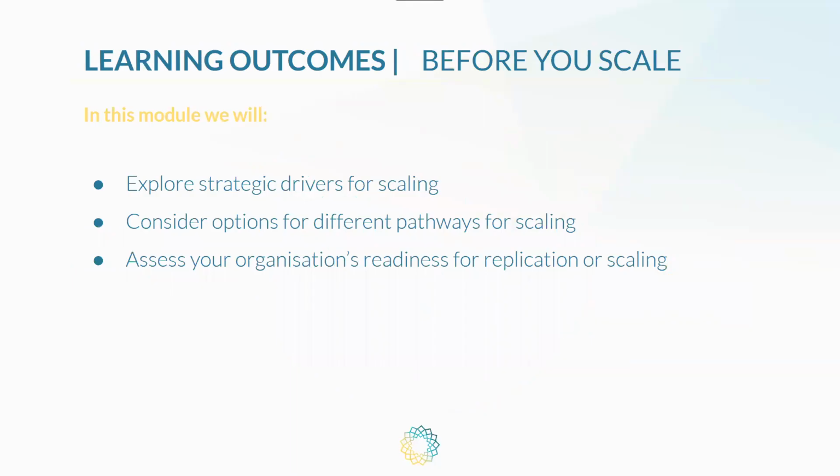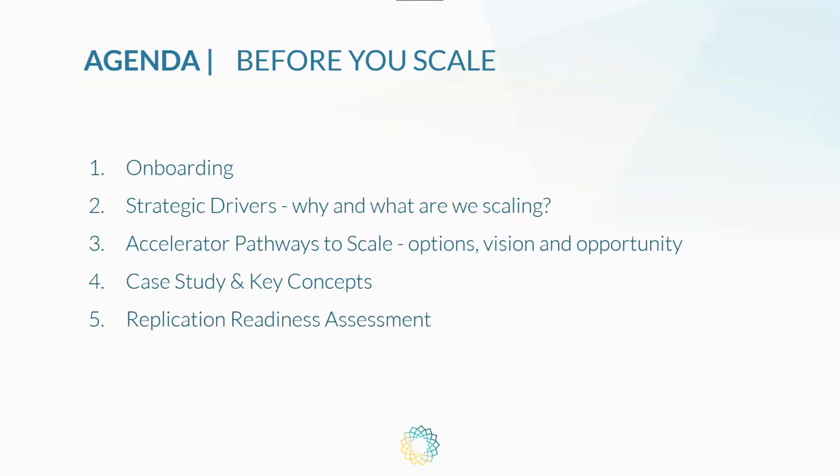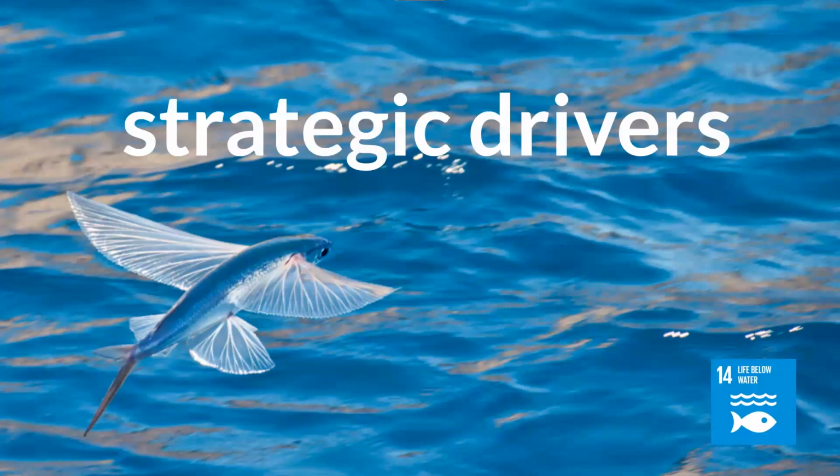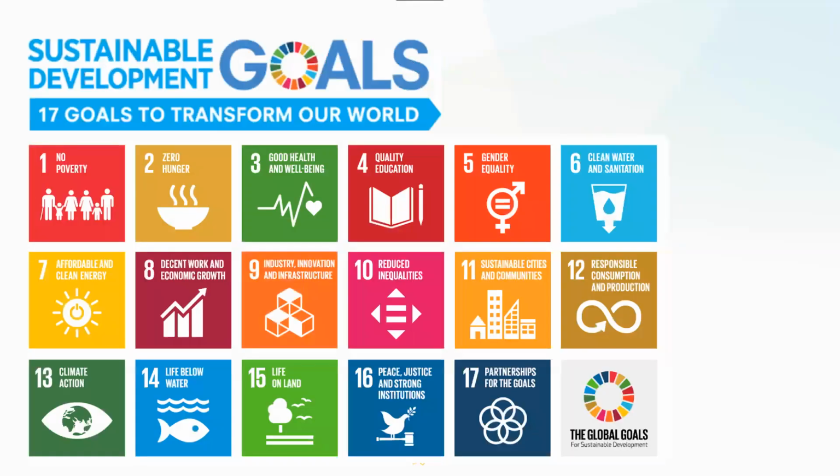The learning outcomes for this module are looking at the strategic drivers for scaling, helping you identify what those might be, and then looking at different options for pathways or routes to scale. And finally, assessing your organization's readiness for replication and scaling, and anything you might need to do to get in place before you set off on that journey. We'll look at strategic drivers and pathways first, then a case study from the Social Enterprise Academy, and we'll finish with various assessments. So first, strategic drivers.